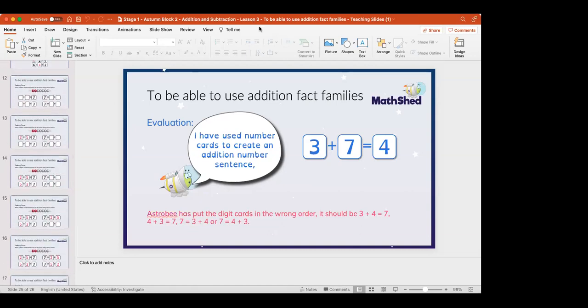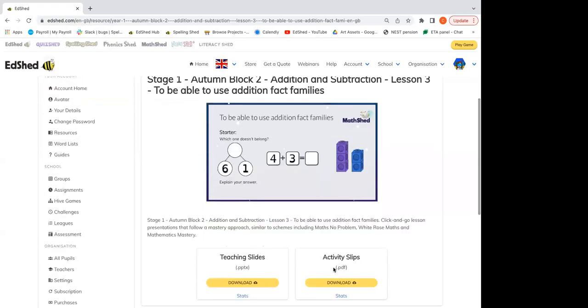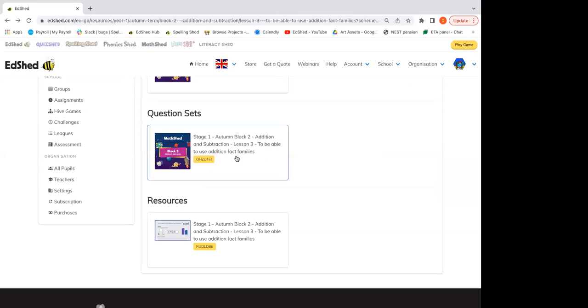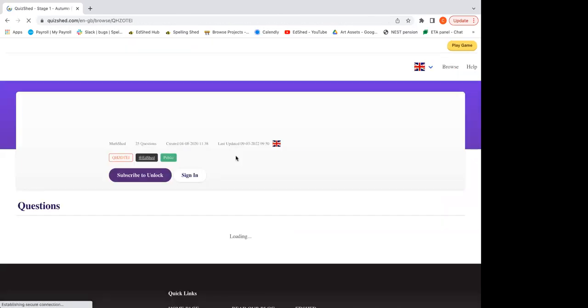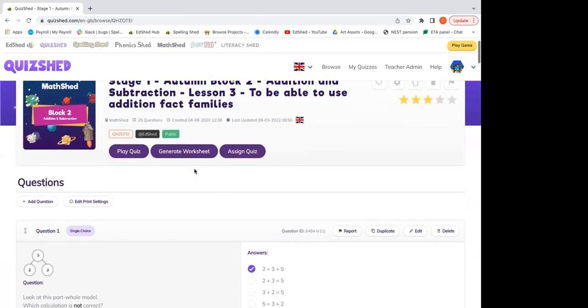So if I go back to MathShed, and then I'll show you the accompanying quizzes which go along with these. There we are. So you can also print the activity slips as well if you'd like to, and use them for home learning or within class. So these are the quizzes which accompany each of the PowerPoints. So you can generate them as a worksheet if you would like to.